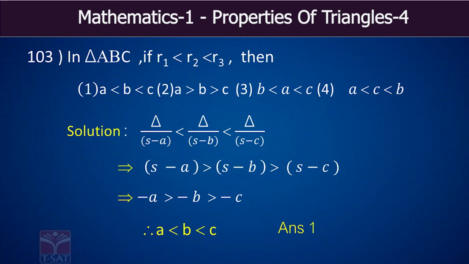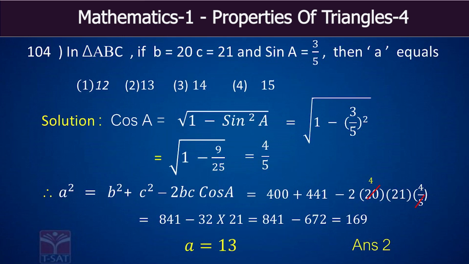In triangle ABC, if R1 is less than R2 is less than R3, then: 1, A less than B less than C; 2, A greater than B greater than C; 3, B less than A less than C; 4, A less than C less than B. Now you know that R1 means delta by (S minus A). So delta by (S minus A) is less than delta by (S minus B) is less than delta by (S minus C). That indicates that S minus A is greater than S minus B is greater than S minus C, or A is less than B is less than C. So option number 1, 104.